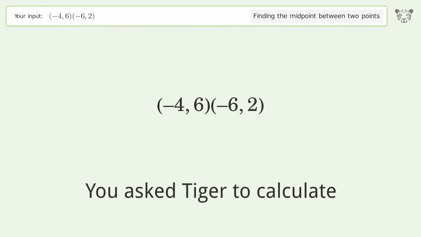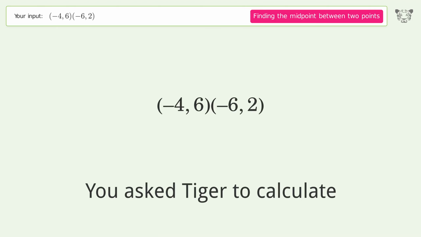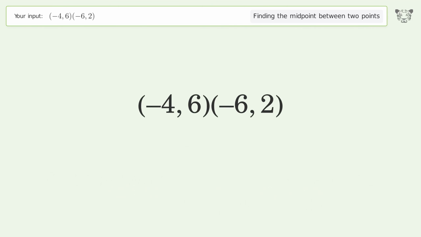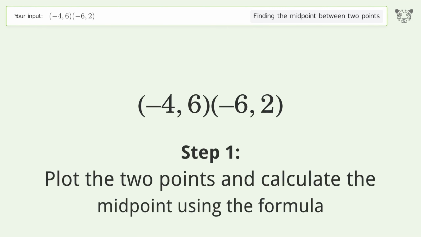You ask Tiger to calculate. This deals with finding the midpoint between 2 points. The midpoint between the 2 points is -5, 4. Let's solve it step by step. Plot the 2 points and calculate the midpoint using the formula.